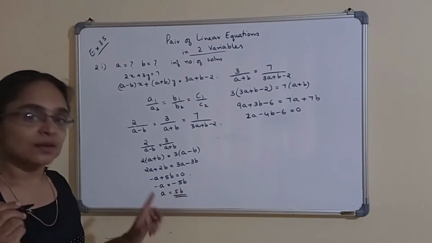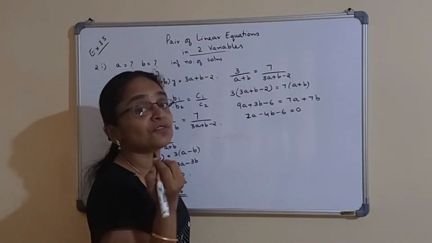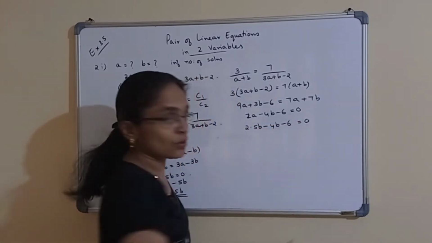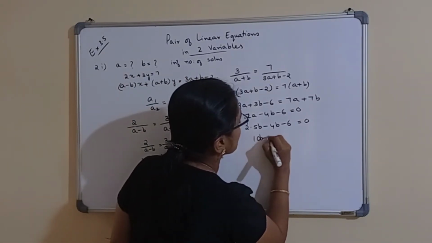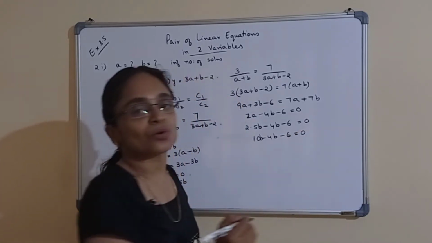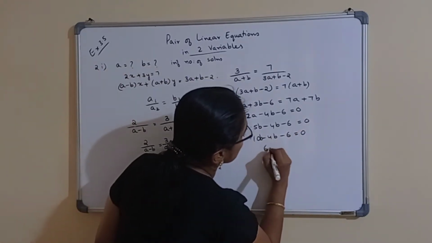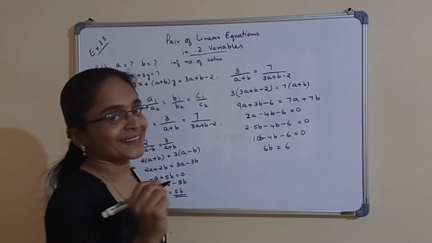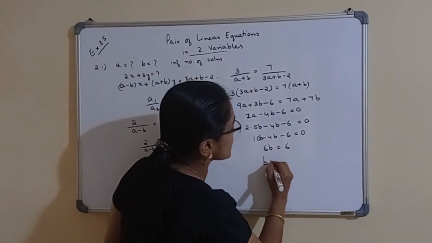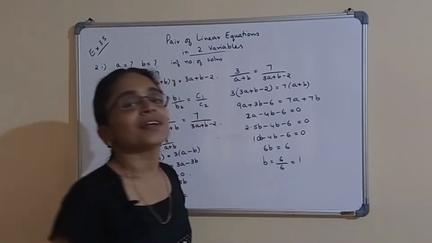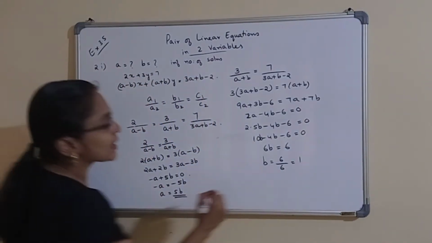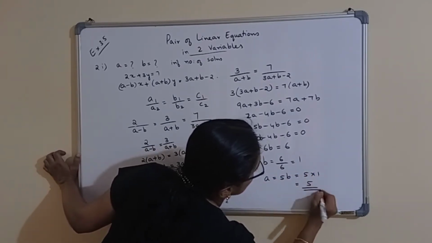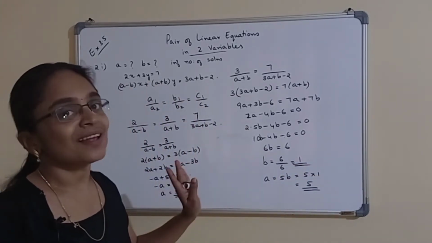And we know that a is equal to 5b. So instead of a, we can write 5b. So 2 into 5b minus 4b minus 6 is equal to 0. Which means 10b minus 4b minus 6 is equal to 0. That means 10b minus 4b is 6b. And when we take this to the right hand side, we will get equal to plus 6. So b equal to 6 by 6, which is equal to 1. So we got b. Now what is a? A is equal to 5b, which is equal to 5 into 1, and that is equal to 5. So the value of a is 5 and b is 1.